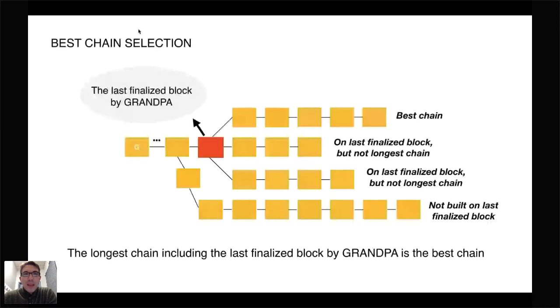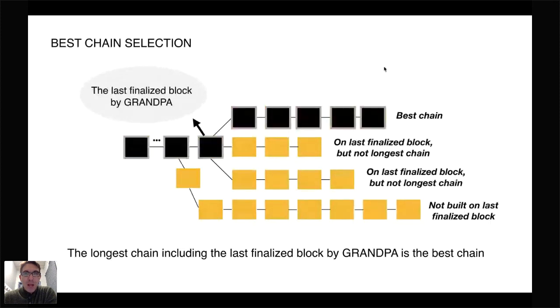So as validators get selected to build a block, they need to figure out what is the best chain of the chains that they can see. So for instance, here we've got that G for Genesis, and then some blocks. That red block is the last finalized block by Grandpa. So what we're going to try to do with basic BABE is come up with the longest chain from the last finalized block. So we can see this black path is the quote-unquote best chain.